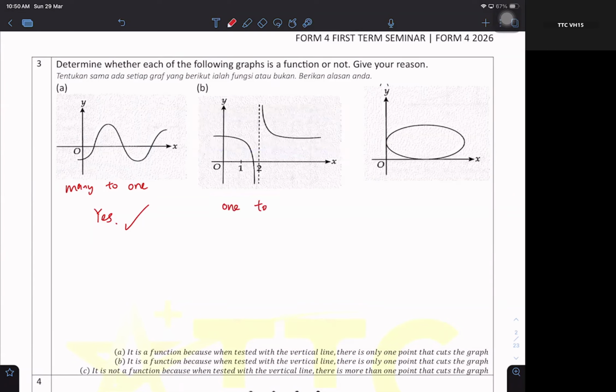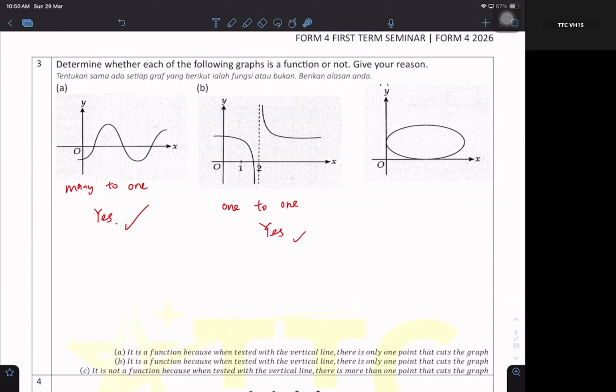Then the second word, you imagine a vertical line. No matter where the vertical line is, it touches one point. So it is a one to one. So is this a function? Yes. Like that.